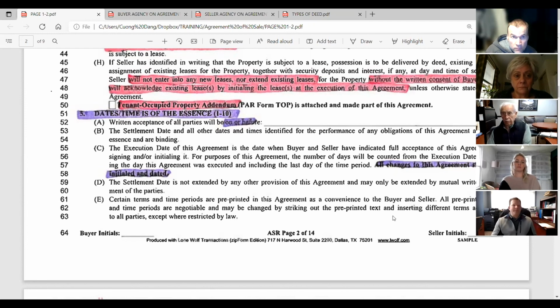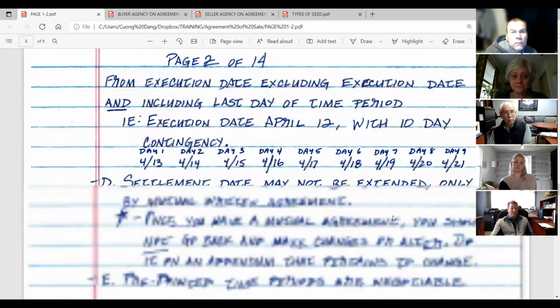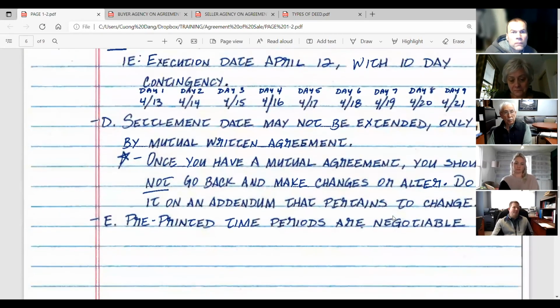Makes sense. Now, scrolling down through my notes again, I have a star here. Once you have a mutual agreement and executed contract, you should not go back and make changes or alter it. Do it on an addendum that pertains to that change. So five weeks into the deal, they need you to change something for seller help. You don't change it on the contract and initial it. You go back and do a change in terms to make that change. Okay.